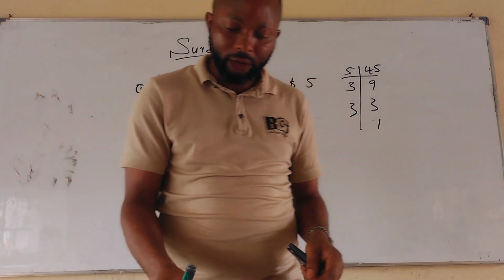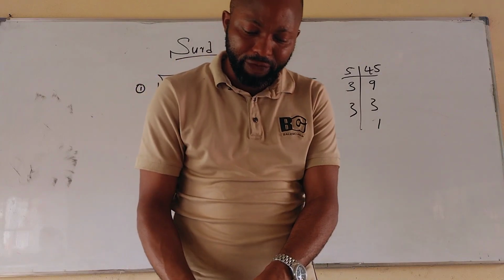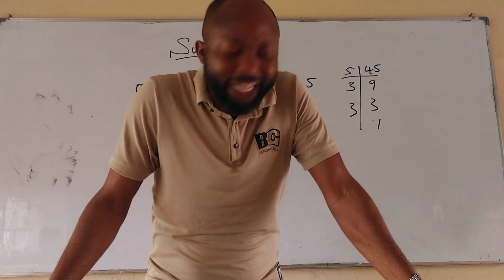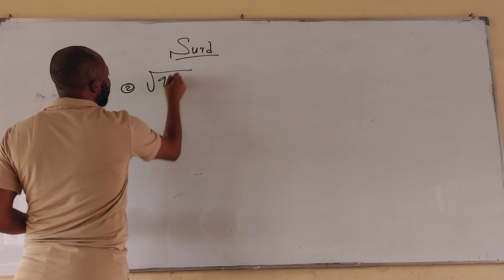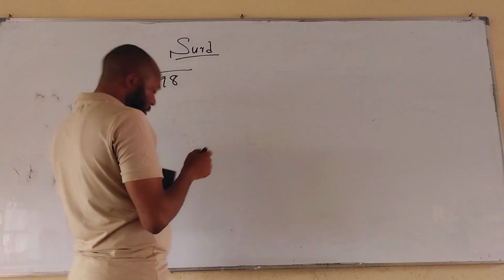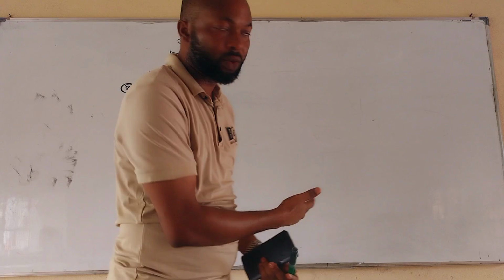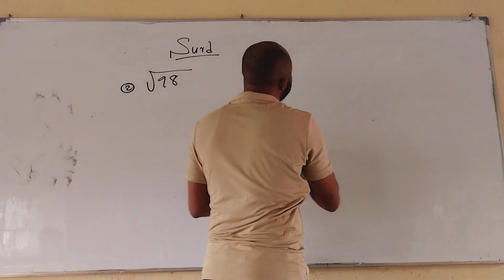Let us take another variable. Let's say root 98, number 2. We have root 98. So, like I said, our lowest common multiple knowledge has to be applied also. So let us try to break this down.